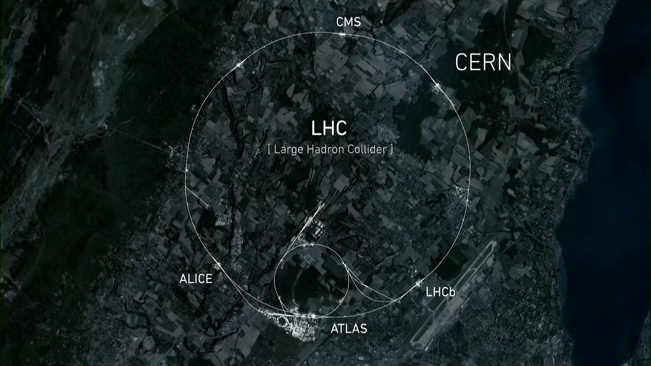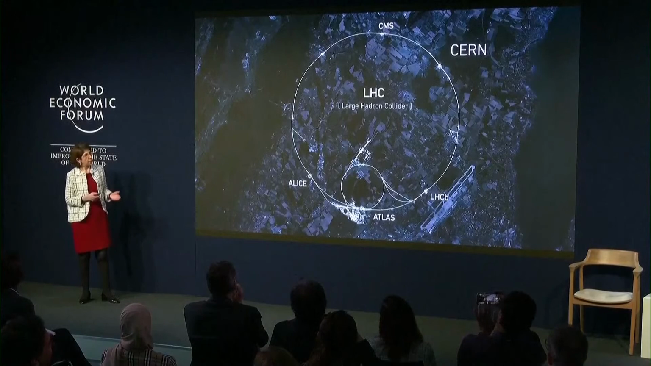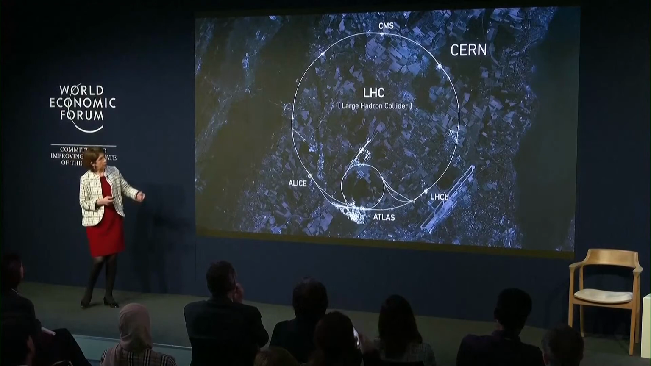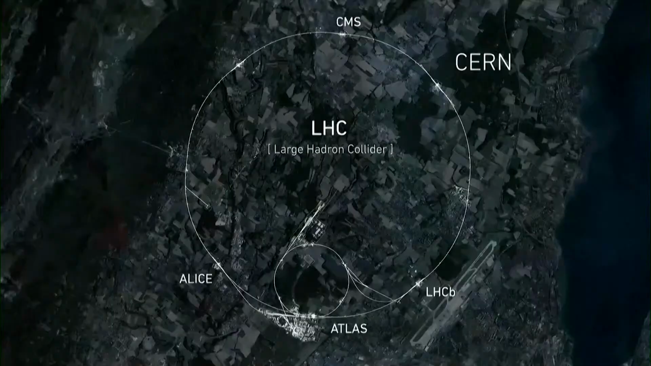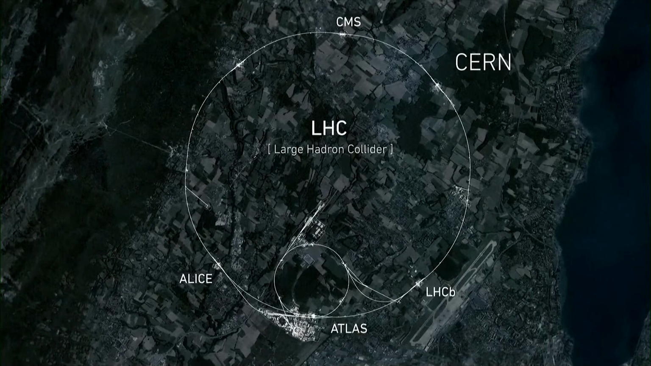CERN is based in Switzerland, in Geneva, close to the border with France. And here you can see an aerial view of the region with the lake here, and Switzerland on the bottom part of the screen, and France on the top part. And the ring, the circle you see, indicates the location of the Large Hadron Collider. It's the most powerful accelerator humanity has ever built.